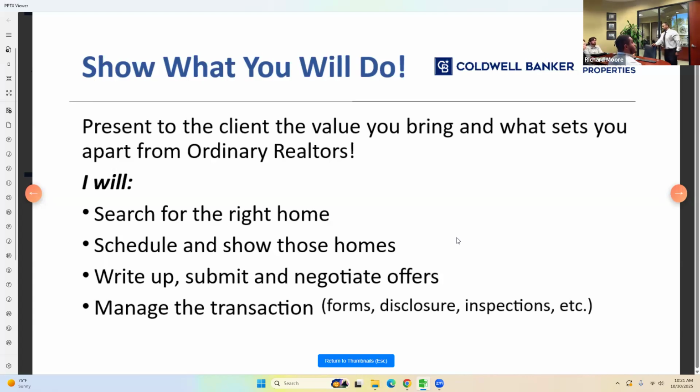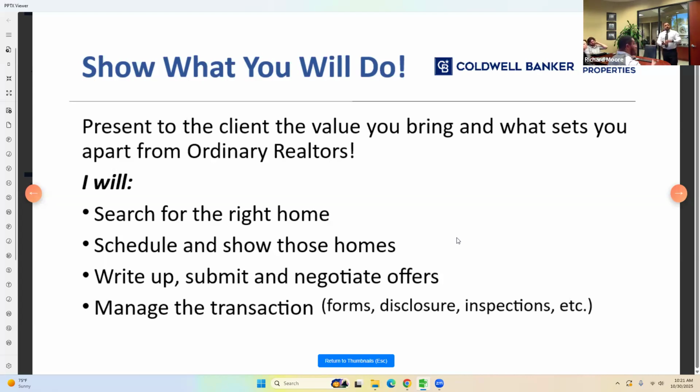Which search would you like? They'll tell you, right? Only send me what I want. Don't send me everything. Or sure, send me everything. I want to see what's out there. Okay. And that's searching for the right home. So you're going to let them know I'm going to schedule and show all the homes that you want to see. I'm going to write up and negotiate offers. And I'm going to manage the transaction.